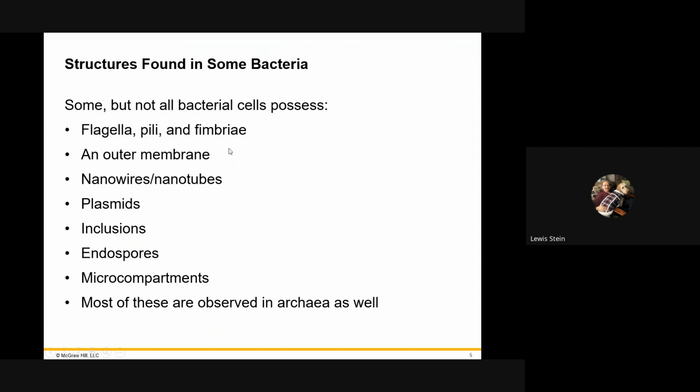Standard outer membrane, let me rephrase that. It has a cell membrane, but only a substantial number of cells have an outer membrane. We'll get to that when we talk about gram-negative. Nanowires, nanotubes, not a big deal for us.